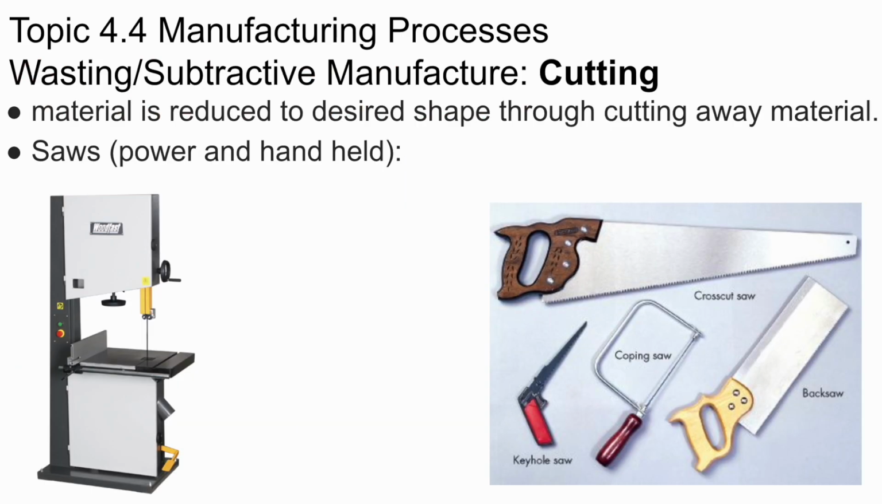But we also need to think about other types of wasting manufacturing. So for instance, cutting. This is when material is reduced to a desired shape through cutting away material. And you can do this in a number of different ways. So we're going to go through quite a few of them on the next few slides. For instance, you can use a saw. This is a bandsaw. These are hand saws right here. And you can cut away materials by sawing them.